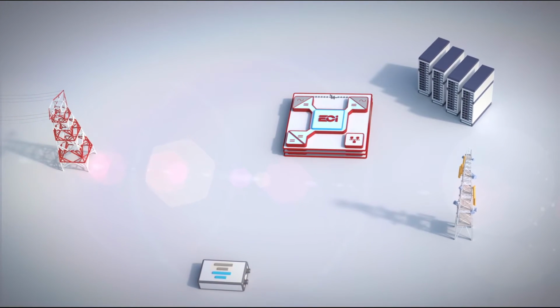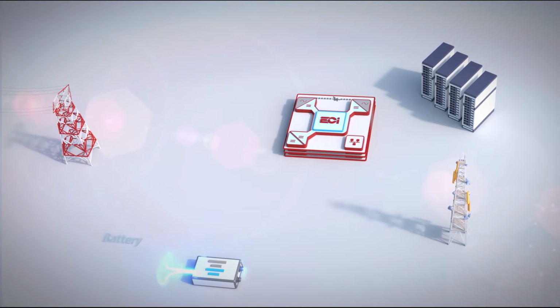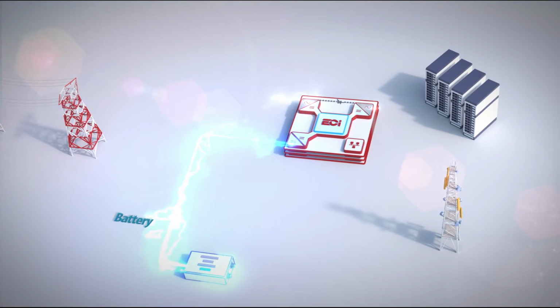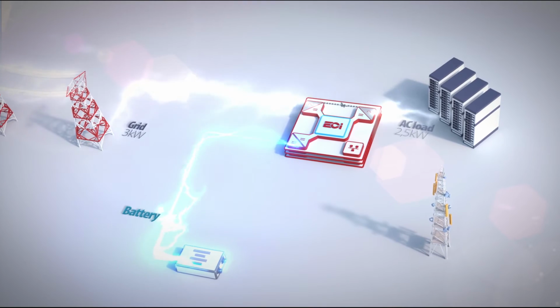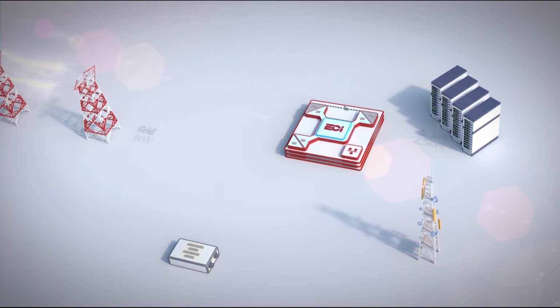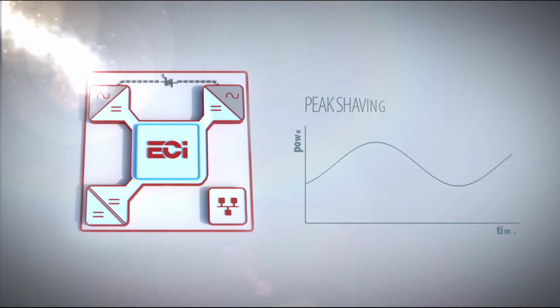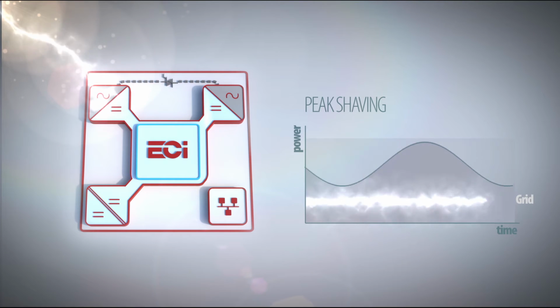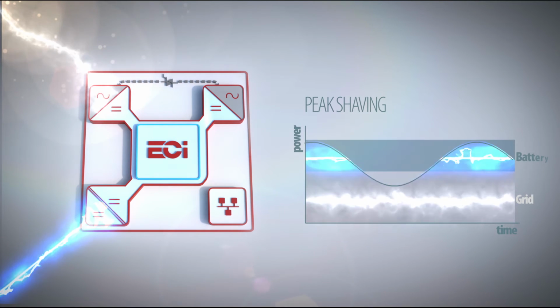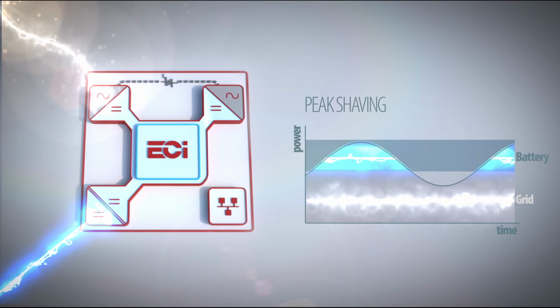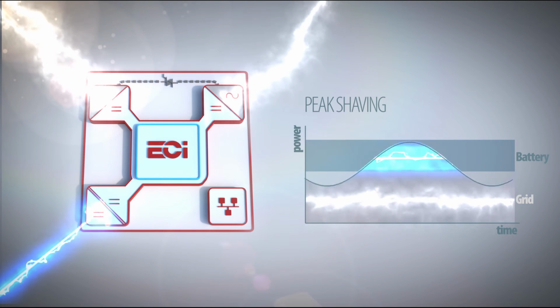ECI will also perform energy management. You can discharge the battery and feed both your microgrid and the AC load. You can also manage peak shaving by limiting the power taken from the AC input. The extra power will be taken instead from the DC source and sent to the load or grid.